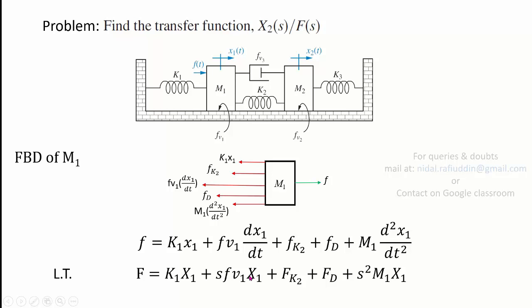And from this we take all the terms involving force. So we have f, fk2 and fd on the left hand side, at one side, and then we'll try to obtain expressions in terms of x1. So we took the forces at the left hand side and we have an expression with x1. So x1 from this expression gives you this value.